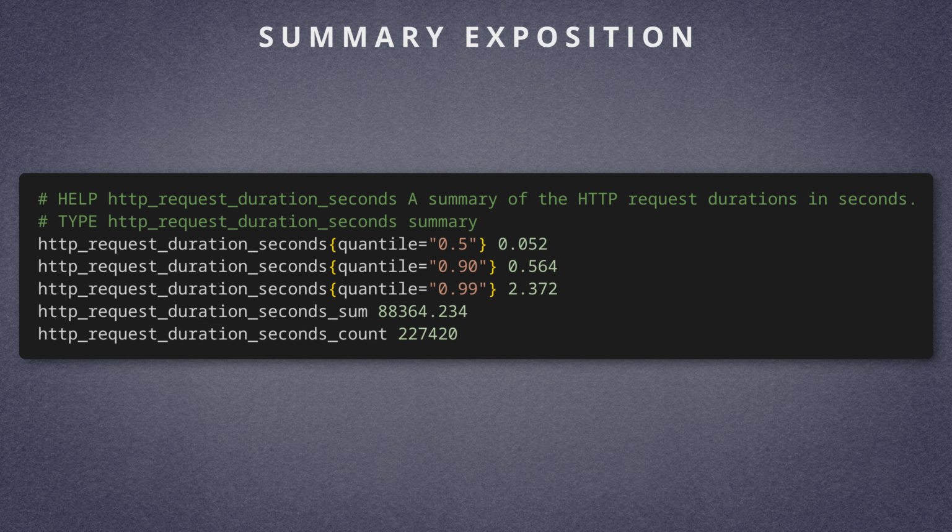In exposition, summaries are expanded into a set of time series, one for each computed target quantile, as well as the total number or count of observations and the total sum of observations. So in the case of request latencies, the _count time series represents the total number of requests you've handled, and the _sum time series is the total time you've spent handling those requests. You can actually see the output of a summary as a collection of gauge and counter metrics. So in PromQL, you can just use the individual series like counters and gauges.